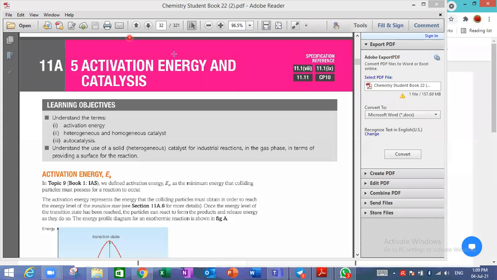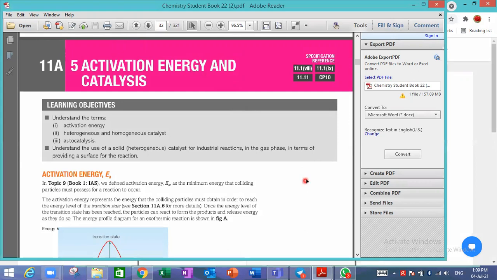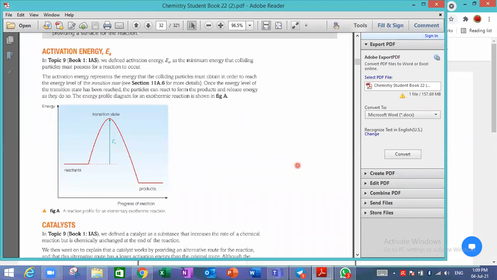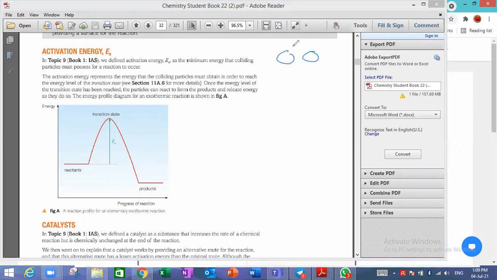Today we are going to talk about activation energy and catalysis. Now, you studied before what activation energy is, and we said that for any two particles to react together, they must collide first with enough energy to form the product. And this energy by which the two particles must collide together is called the activation energy, and we denote it by EA. It means activation energy.